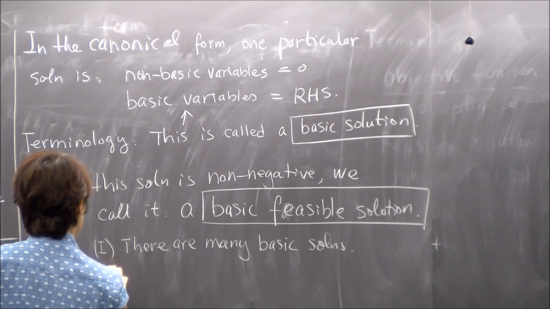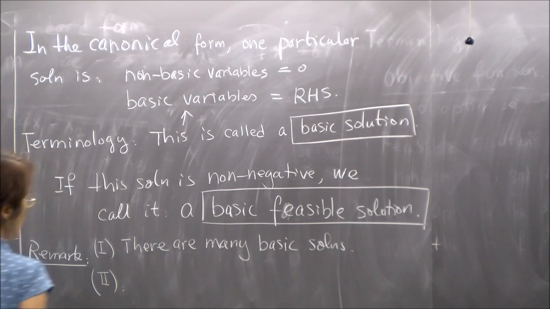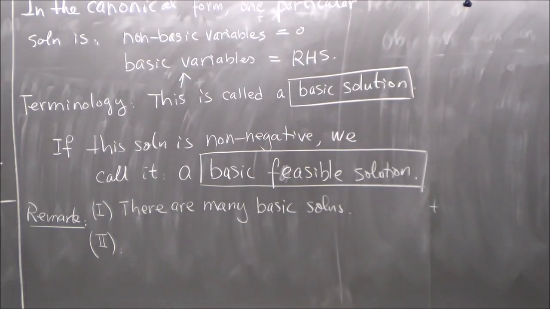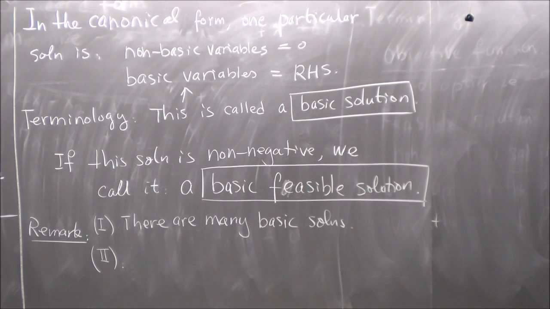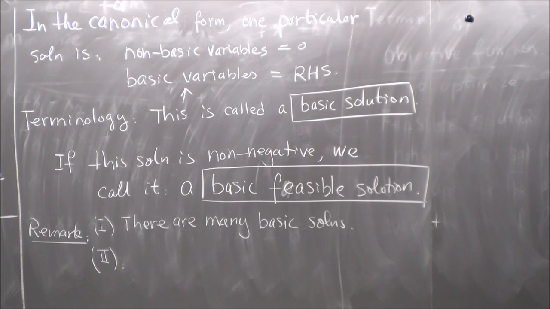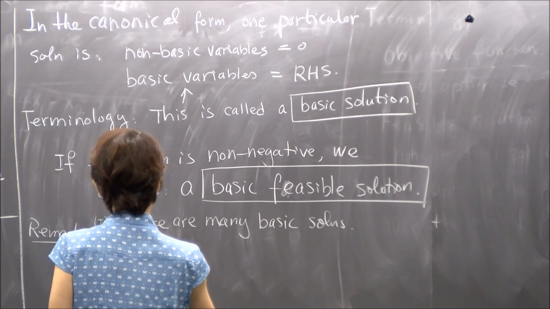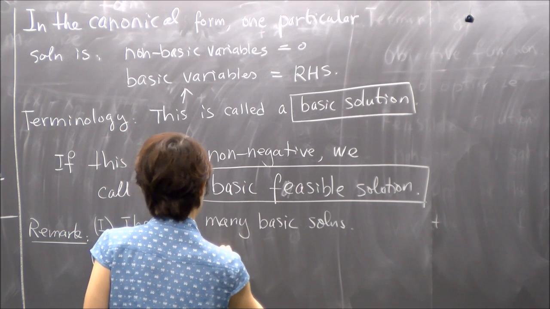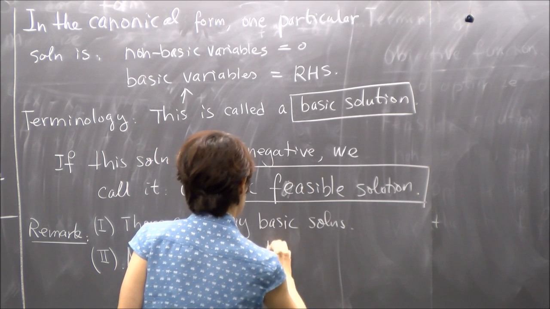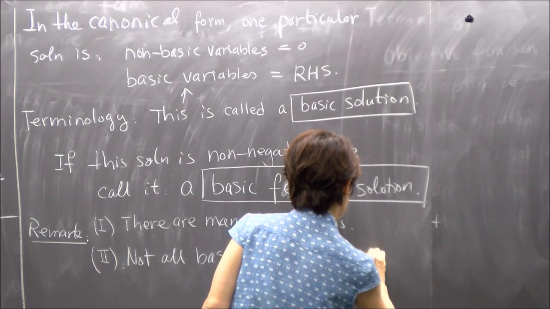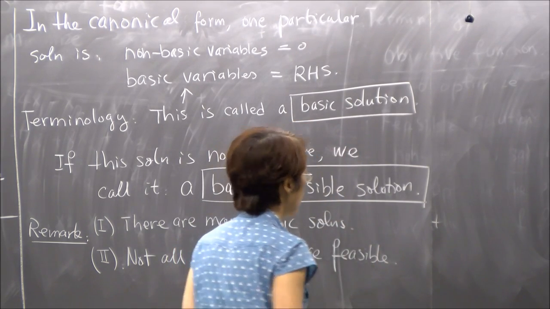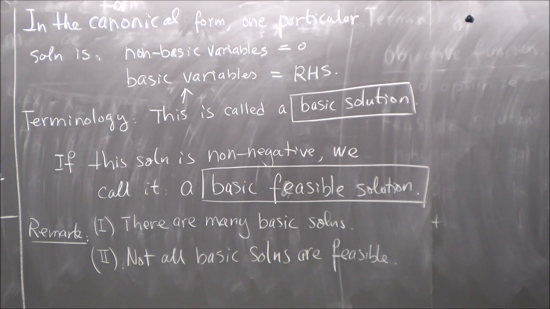And then the second one is bad news. Now, not all basic solutions are feasible. The example we had, this happened to be feasible. It's all non-negative, but that's not the general case. So, not all basic solutions are feasible. Okay, so we'll take an example for each of these cases and try to understand what's happening.